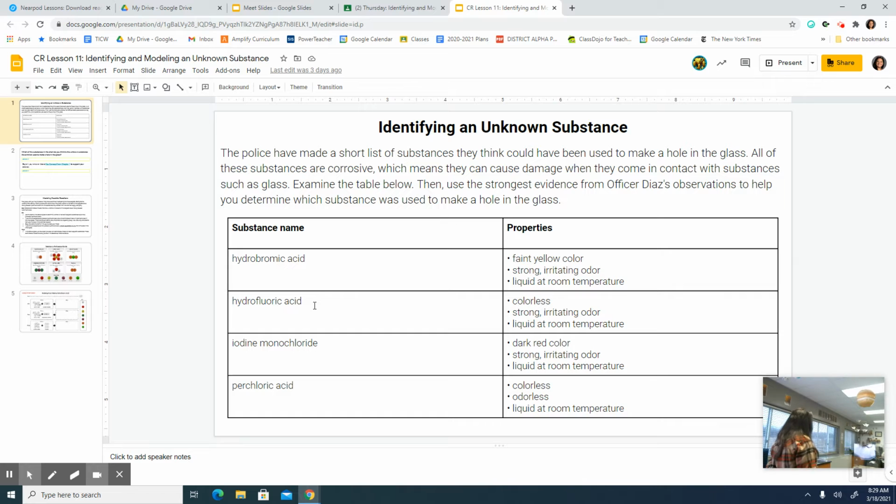So why does it have to be hydrofluoric acid? What key concept can we use to say that that has to be the correct one? Because it has the same physical properties. Right. Remember our key concept. Different substances have different properties. So the same substances have the same properties, right? So that's how we figured out that it was hydrofluoric acid.